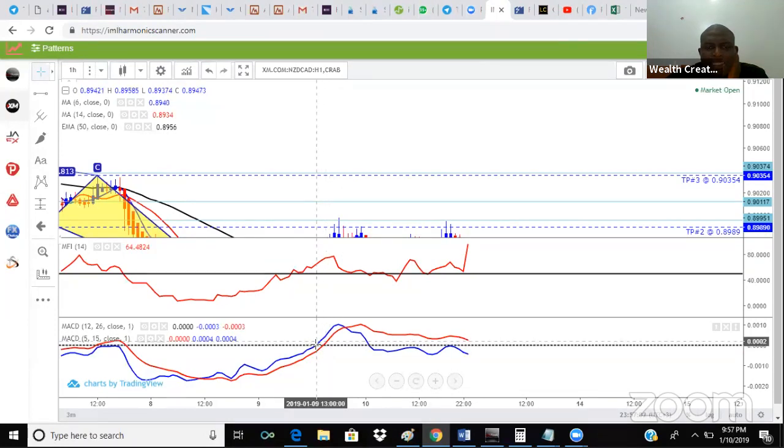Bonita, the blue MACD is for entry. Type it in the chat box. Blue MACD is for entry. Now, red MACD is for exit. Type it in the chat box.